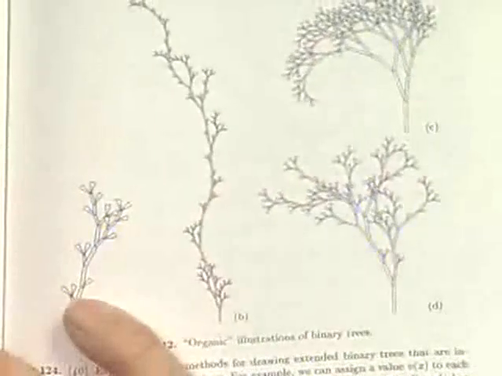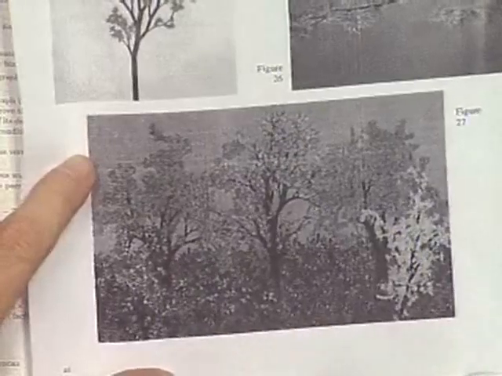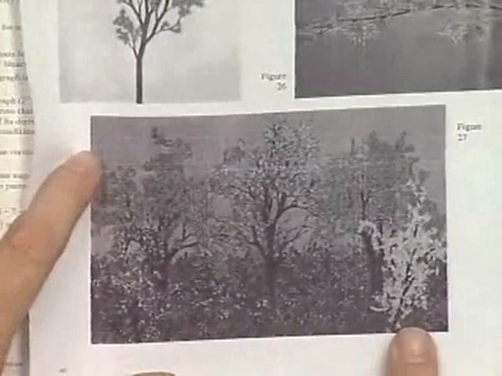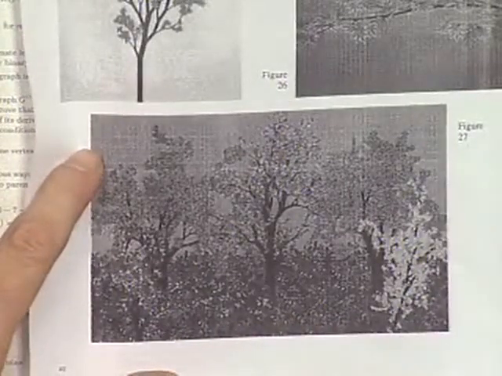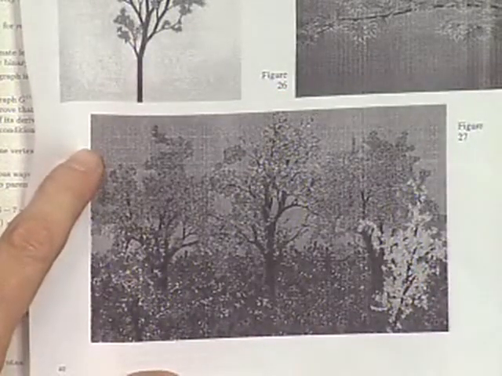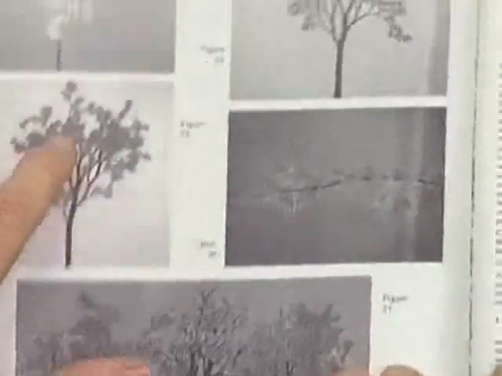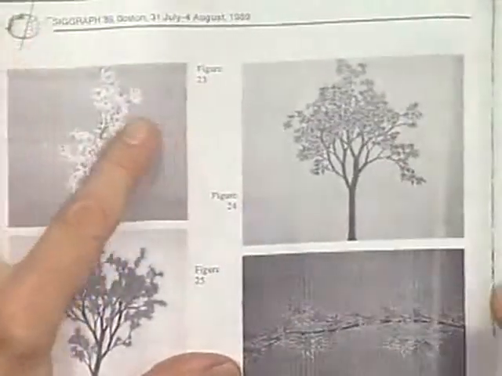And so I got these pictures of trees, and Vino and three other authors published in the SIGGRAPH Proceedings from 1989 this picture of some trees. It was in color in the actual proceedings, but they make up these trees with their mathematical model, and they look pretty much like a photograph, and you have different versions that they got.